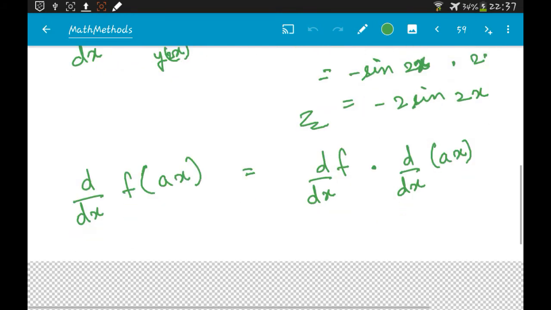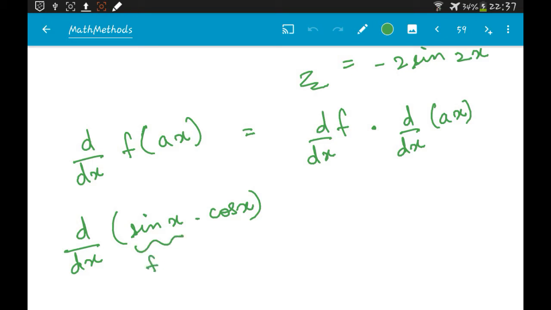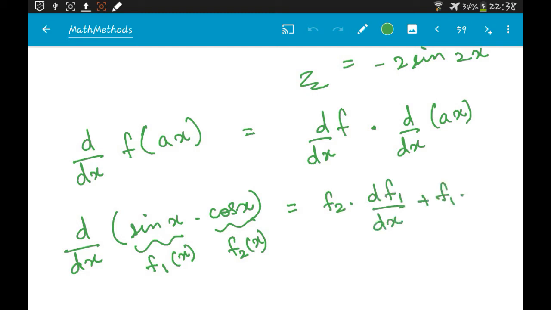Now suppose you have a function which is sine x into cos x. Okay, in this case, this is a function of x, let's call this f1 of x, and this is also a function of x, let's call this f2 of x. So this is a product of two functions of x. In that case, you first do not change this. So basically you do f2 into df1 by dx plus f1 into df2 by dx.